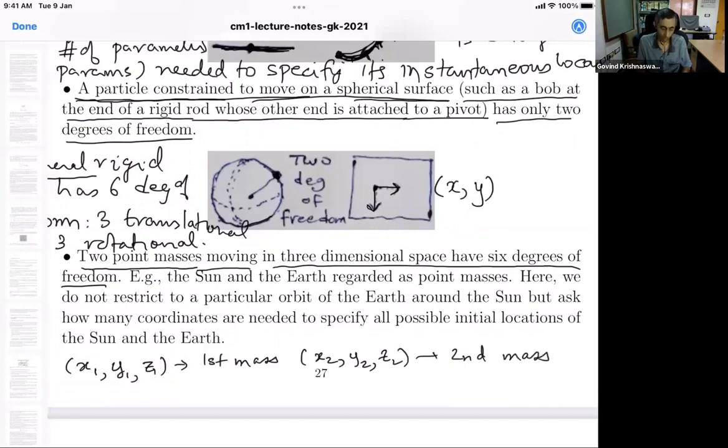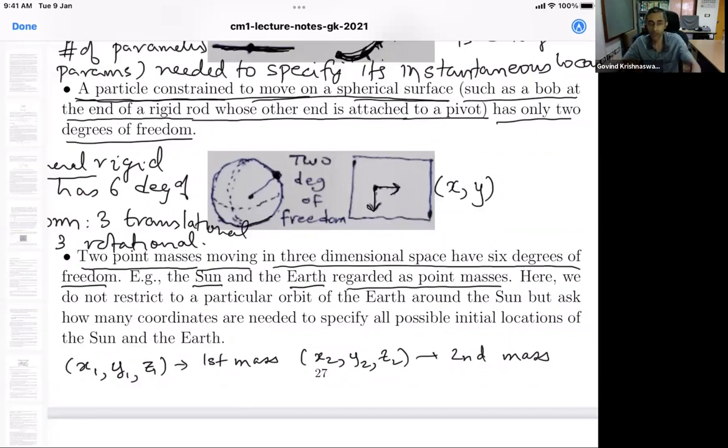So as an example, you can consider the sun and the earth as point masses, because the size of the sun and the earth are rather small compared to the size of the solar system. Then the sun-earth system has 6 degrees of freedom. Right?